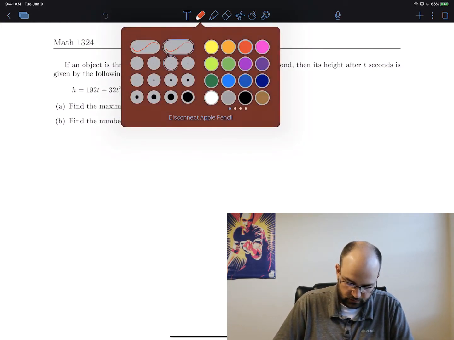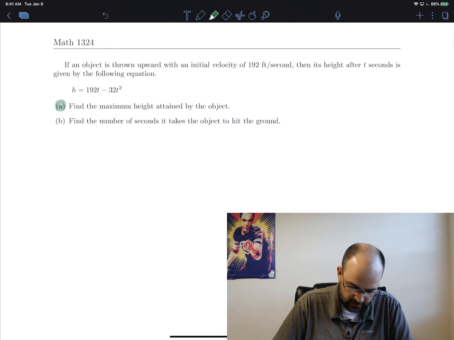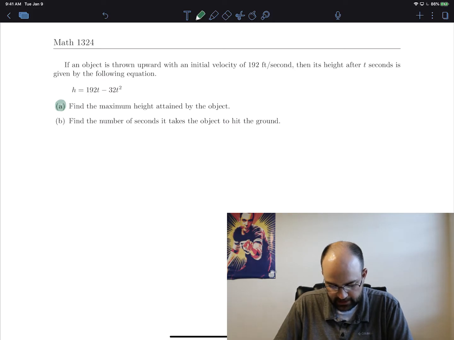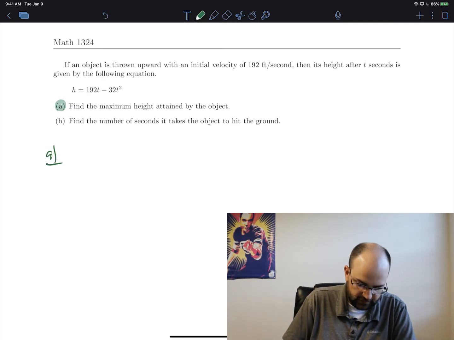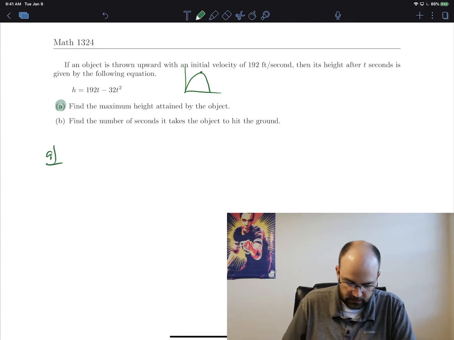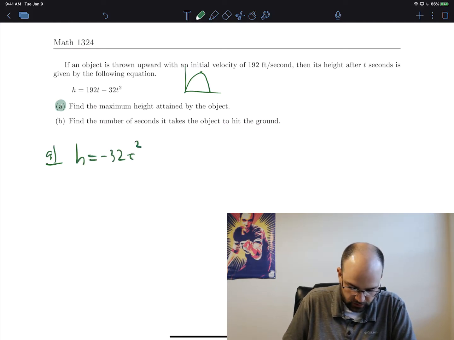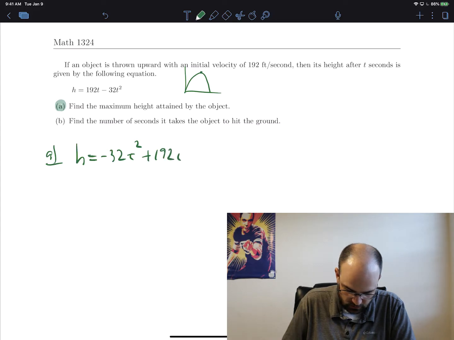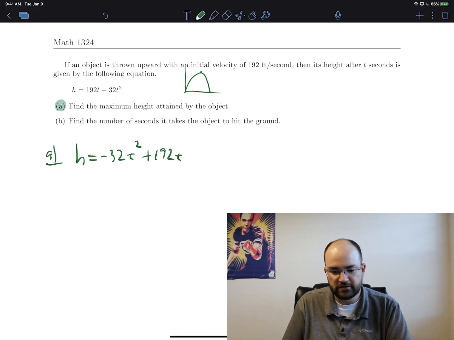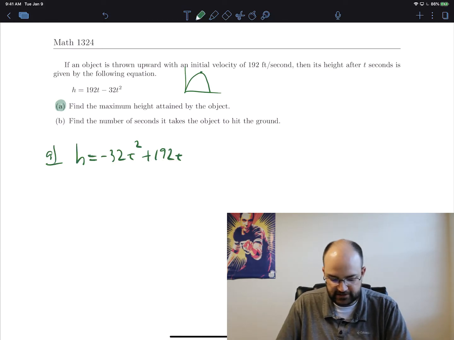Okay, so let's start with A here. Find the maximum height attained by the object. So for A, we want to find the vertex. If you were to graph this function, it's going to look like this, and that maximum point is the vertex. This function, however, is not in descending order, which means it needs the highest degree, then the next highest degree, and so on. So negative 32t squared plus 192t. That is the descending order.